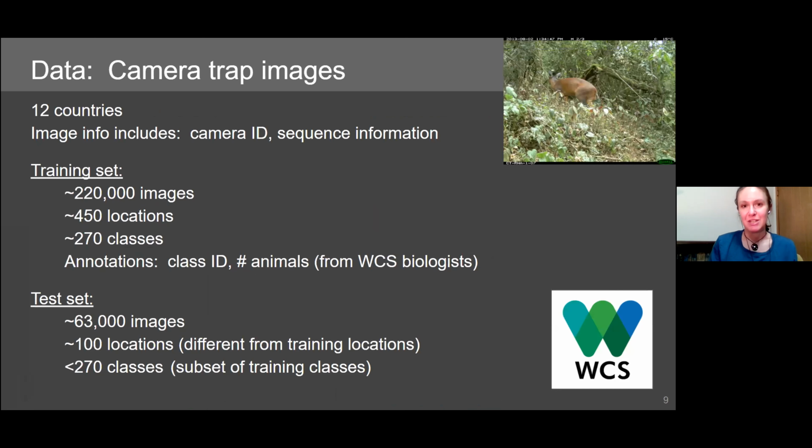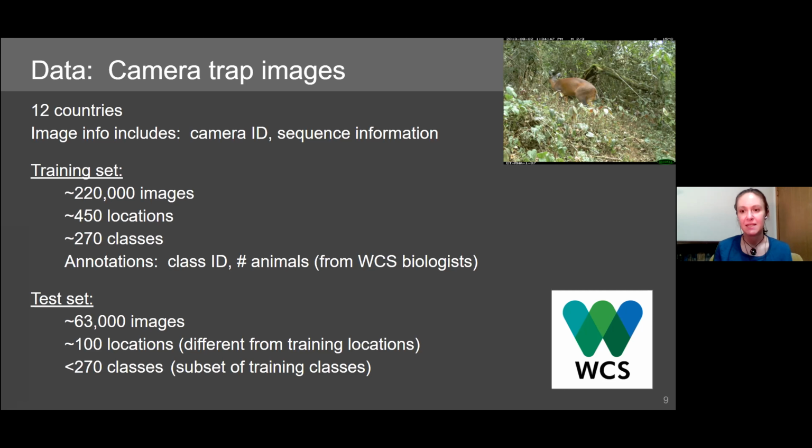The actual camera trap images were from 12 countries around the world, and each image included an identifier for the camera and sequence information. So if the camera trap was triggered and took multiple images in a row, there was information about which images were part of the same sequence and the order they were taken in. Importantly, the information did not include the actual location of the camera trap, so it didn't include GPS coordinates, for example.